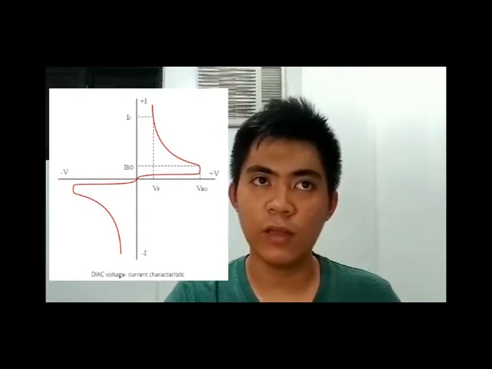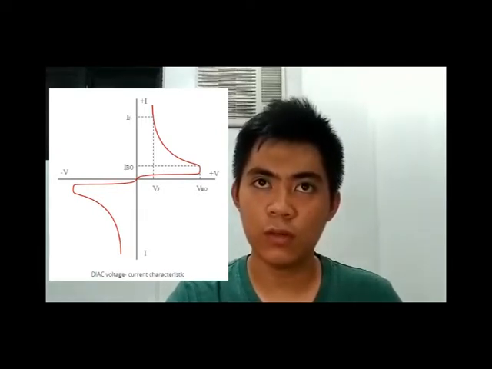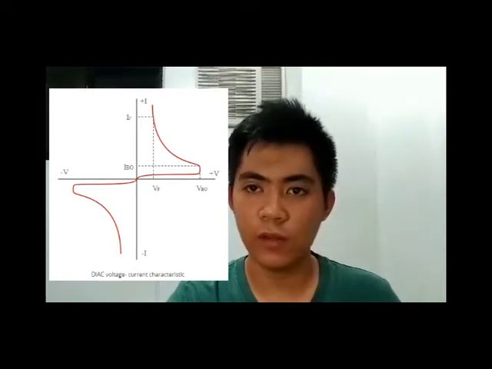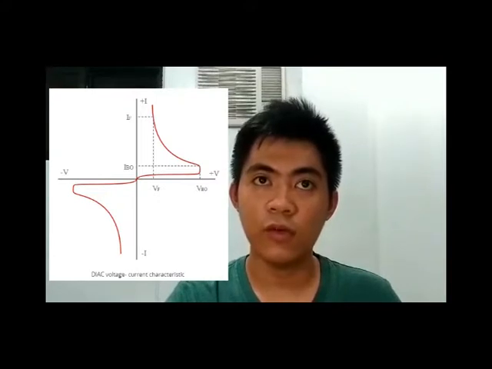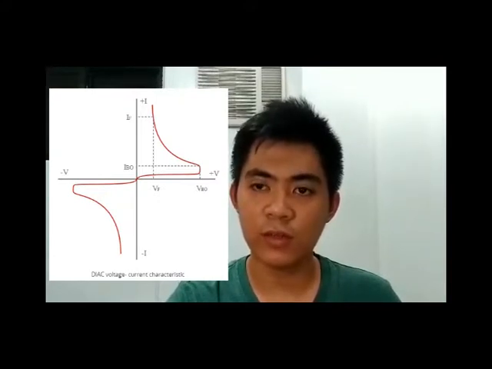The Diac will remain in its conducting state until the current flow through it drops below a particular value known as the holding current. When the current falls below the holding current, the Diac switches to its high resistance or non-conducting state.